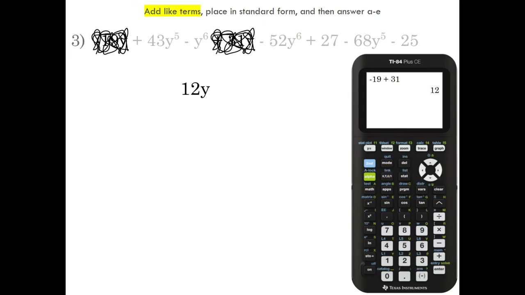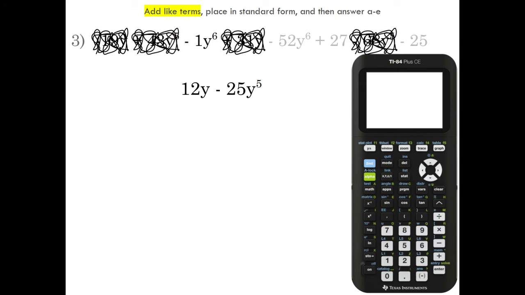You can then cross out both those terms, remembering to get the sign in front. That is part of that term. Positive 43y to the 5th. What other term has the same variable of y with the same exponent up to the 5th? That would be a negative 68y to the 5th. You add the coefficients together, 43 plus negative 68, and that is a negative 25. Again, it's going to be negative 25y to the 5th. You can then cross out both those terms.